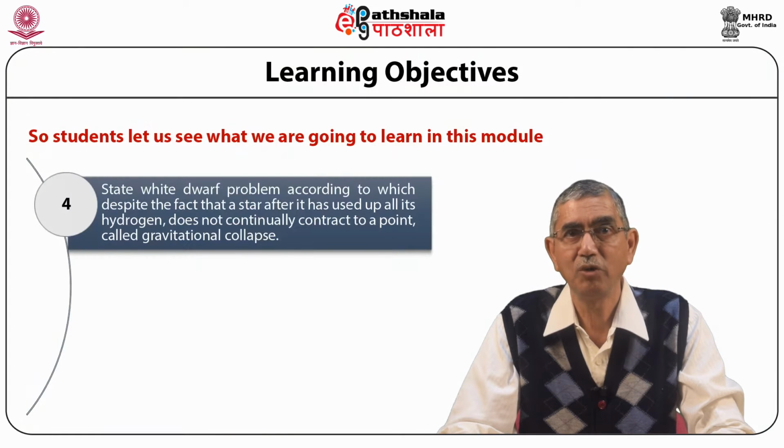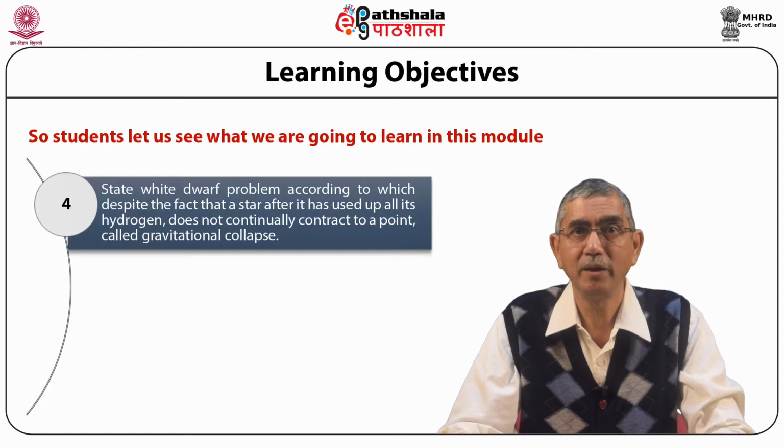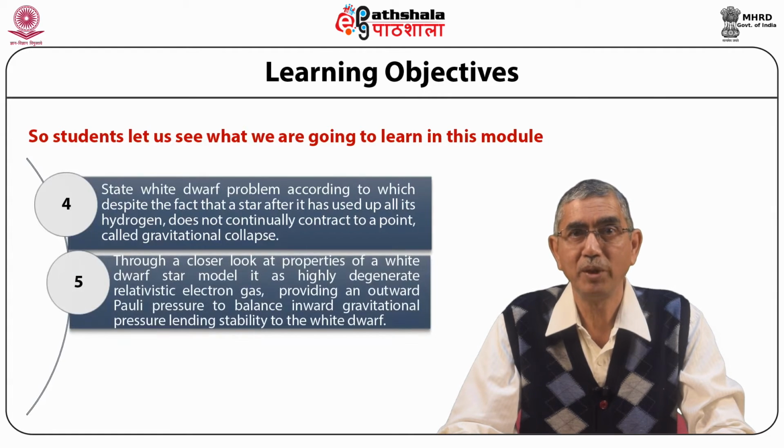State the white dwarf problem, according to which, despite the fact that a star after it has used up all its hydrogen doesn't continually contract to a point called gravitational collapse. Through a closer look at properties of a white dwarf star model as a highly degenerate relativistic electron gas providing an outward Pauli pressure to balance inward gravitational pressure, lending stability to the white dwarf.